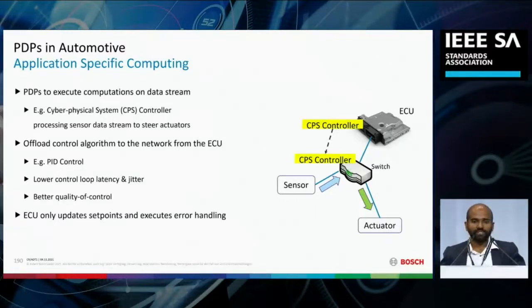This basically gives better control over the latency, because you now avoid the path from the switch to the ECU, and better quality of control. The ECU is also relieved because now there's one less process to handle, and what the ECU can basically do is just change the set points, or it just needs to be active in the event of error control.